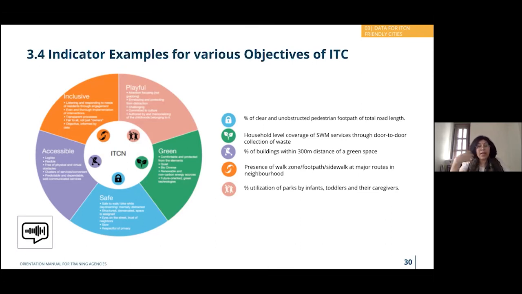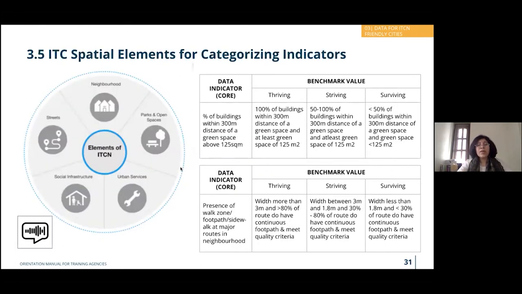Playful का indicator है कि कितने सारे parks में actually infants, toddlers और caregivers वो पार्क को use कर रहे हैं. बहुत सारे हमारे शहरों में parks होते हैं जो बहुत छोटे बच्चे और उनके caregivers बहुत use नहीं करते, because the way the park is designed, the activities in the park etcetera not conducive to that group, right? So that's one indicator for playful. So this is how the indicators are organized.